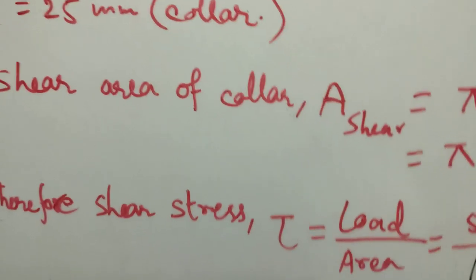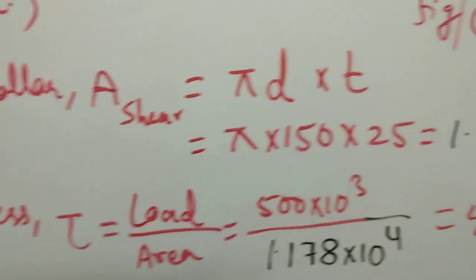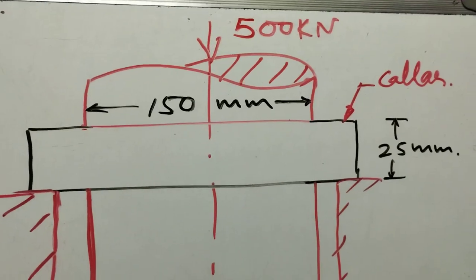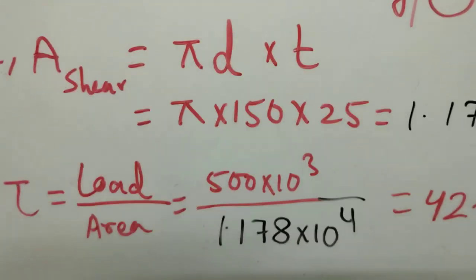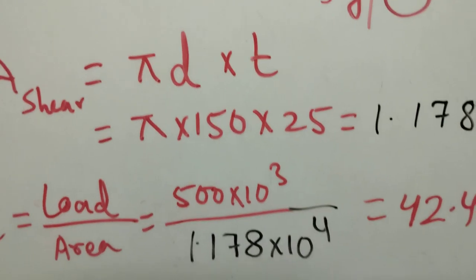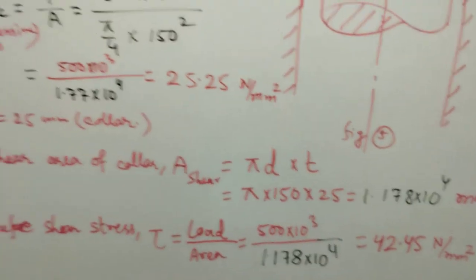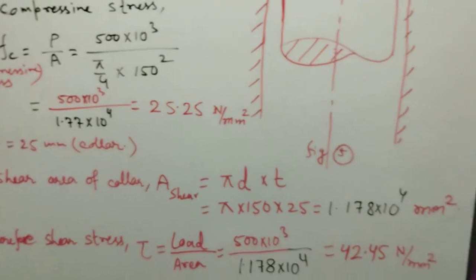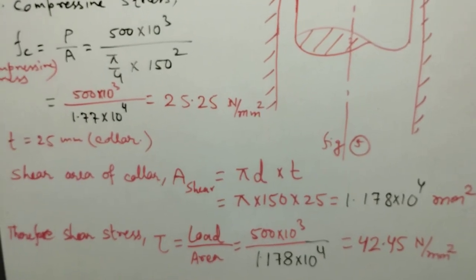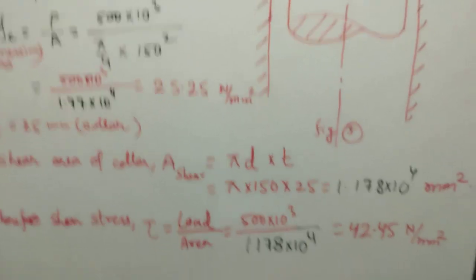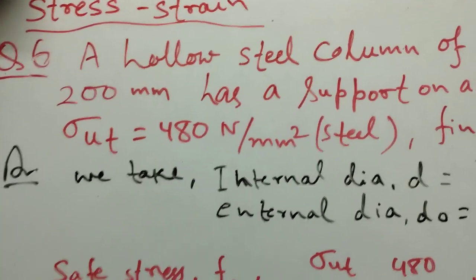Now find out the shear stress. Then the load applied is the compressive load, here 500 kN, and the area is 1.178 × 10^4 millimeter square. Ultimately, we get the result of the shear stress tau as 42.45 Newton per millimeter square. We go to question number 6.